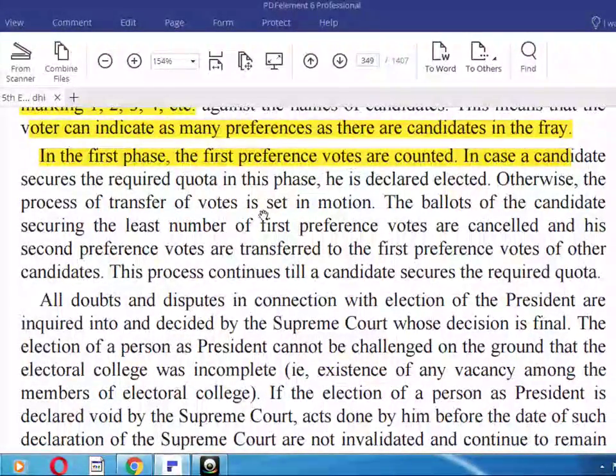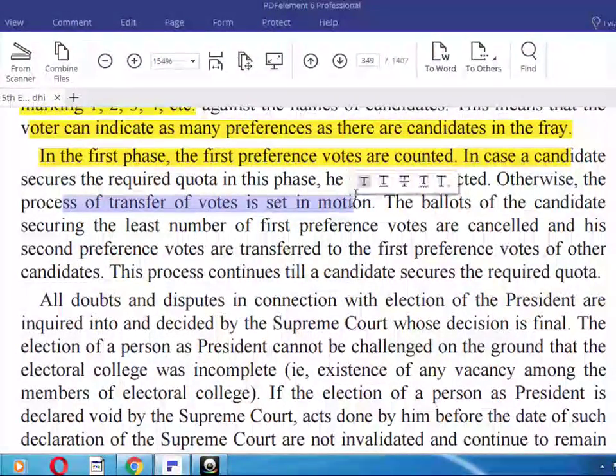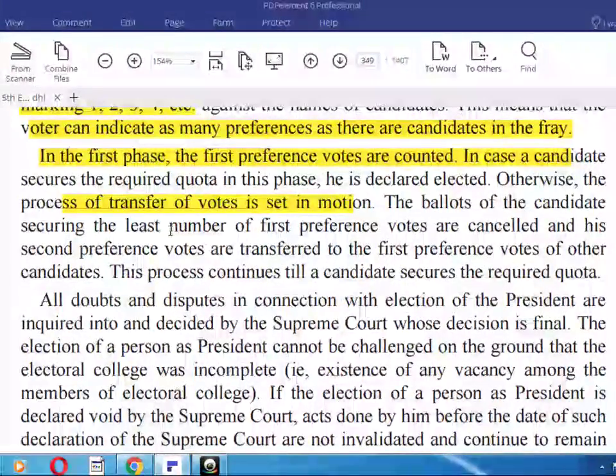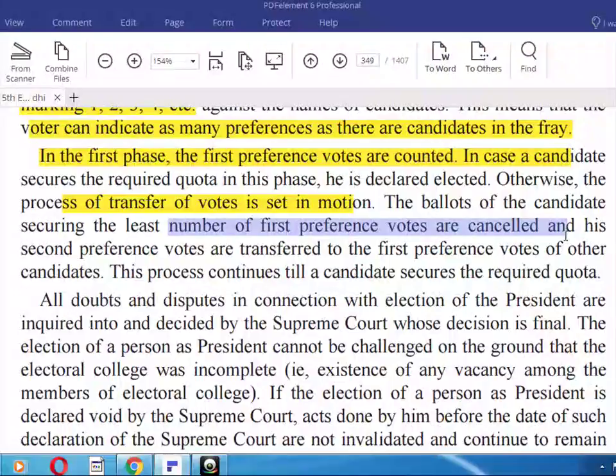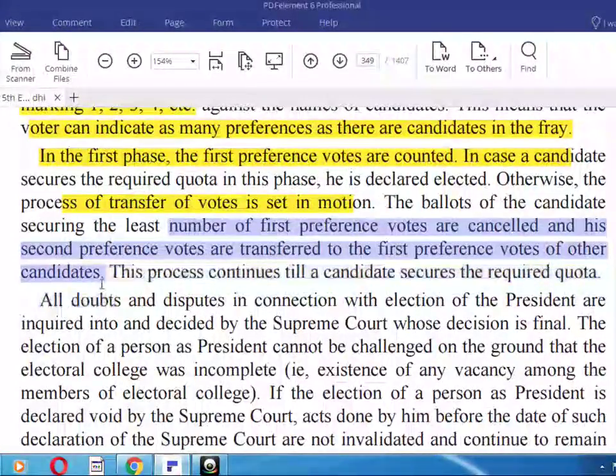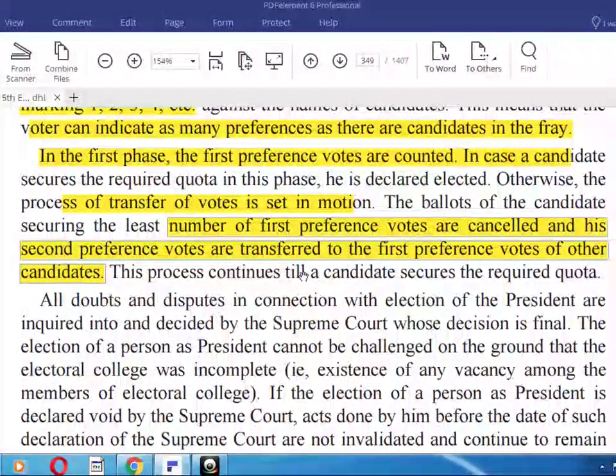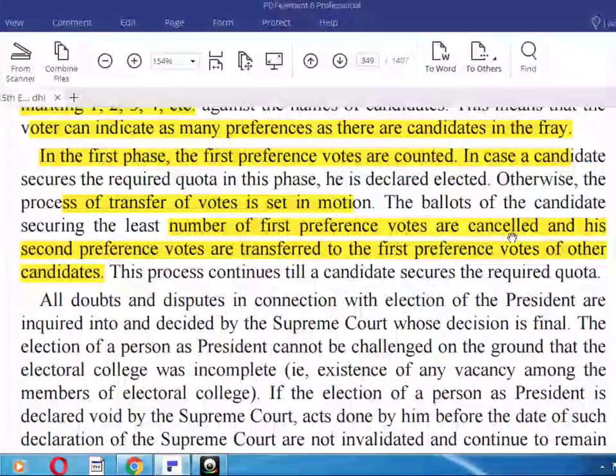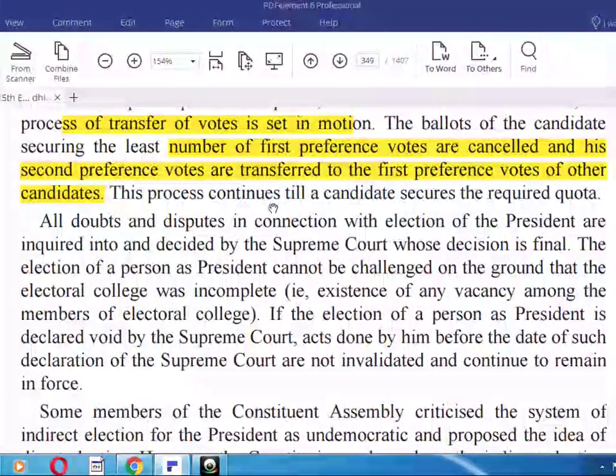Otherwise, the process of transfer of votes is set in motion. The ballots of the candidate securing the least number of first preference votes are cancelled, and his second preference votes are transferred to the first preference votes of other candidates. This process continues till a candidate secures the required quota.